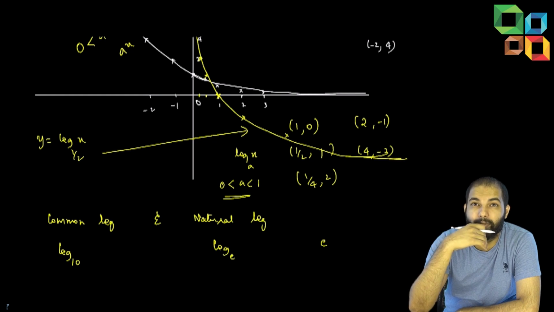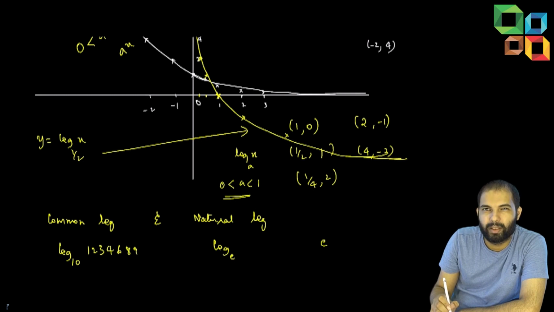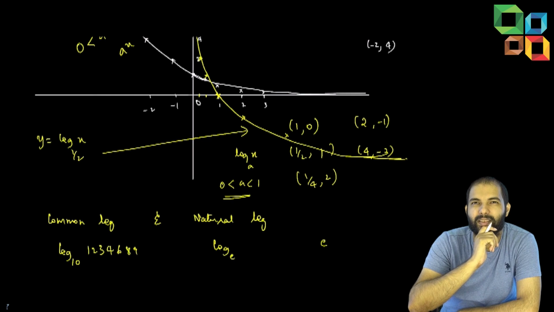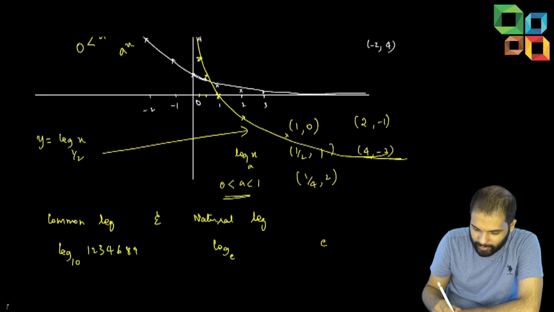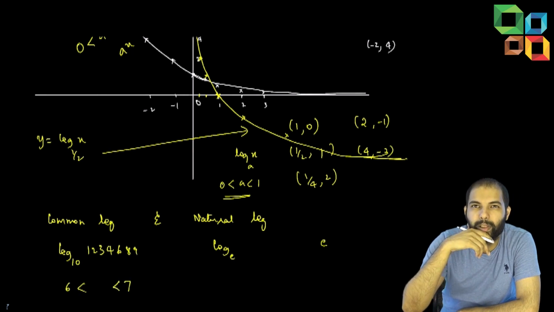Base 10 is pretty clear for us. Look at this: if I ask you log base 10 of a number like 1, 2, 3, 4, 6, 8, 9, can you tell me approximately what this value might be? Above 6, below 7. Correct. So this is a number greater than 6 and less than 7. Can you see a simple application here?